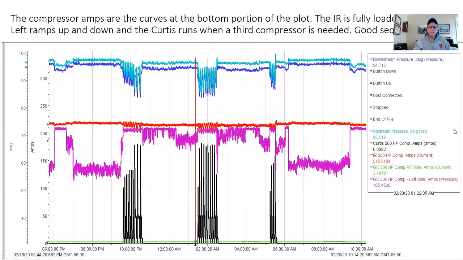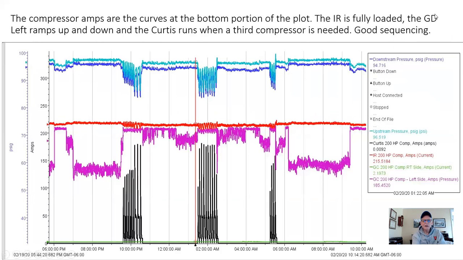Let me move my picture here so I can read my slide. Now I'll put myself down here for a little while. So the red is the Ingersoll Rand. It stays fully loaded. The purple or magenta one down on the bottom portion is the Gardner-Denver left side compressor, and that's the one that runs quite a bit. The other Gardner-Denver was basically off.